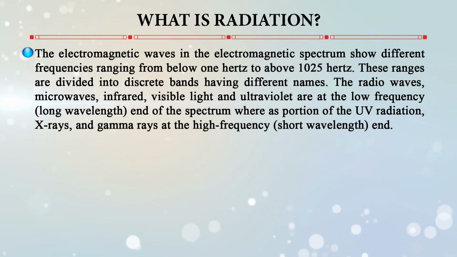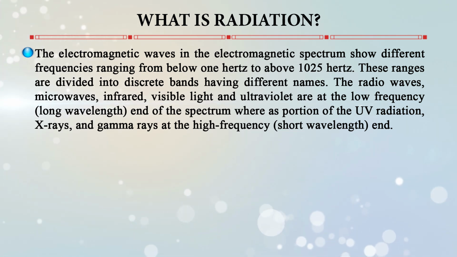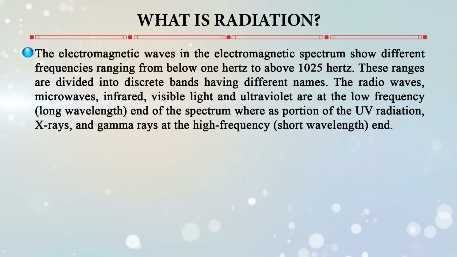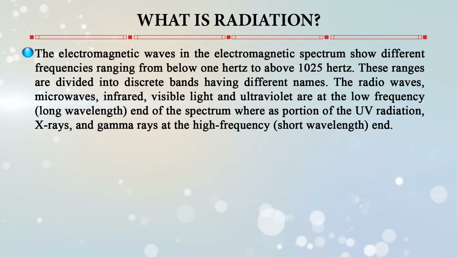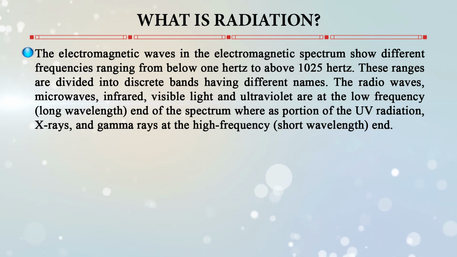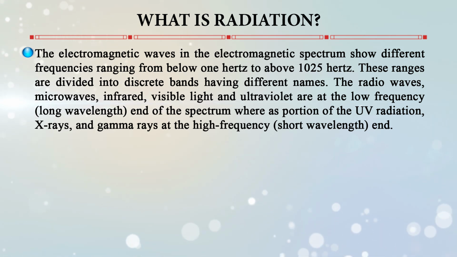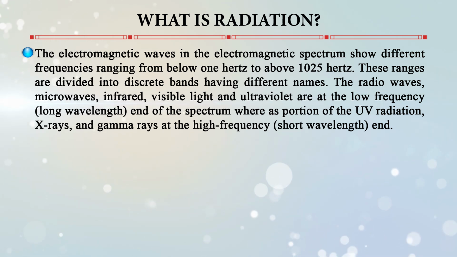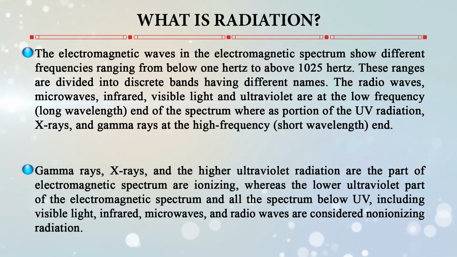microwaves, infrared, visible and ultraviolet waves. Radio waves, microwaves and infrared are at the low frequency, that is, the longer wavelength end of the spectrum, along with a portion of the UV radiation. X-rays and gamma rays are at the high frequency, that is, the short wavelength end. Gamma rays, X-rays and also higher ultraviolet radiation, which we normally call UV radiation, are the part of the electromagnetic spectrum that is ionizing.